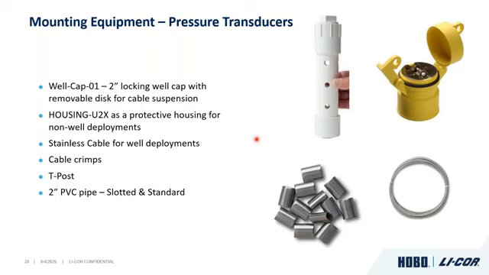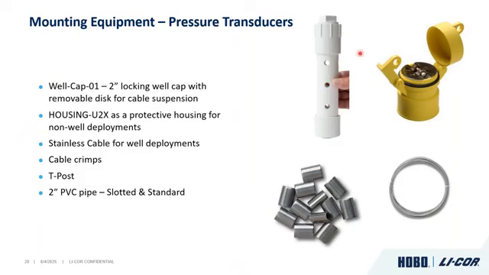So here's some equipment that you can use for deploying these pressure transducers. Number one is our locking well cap. This is one that we sell for 2-inch pipe. What's nice about this is, number one, it locks. Number two, it has a nice removable disc in there so that you don't drop anything in the well. I've seen that happen before, and going fishing is not great. So you have a nice removable disc right there that will not drop in, and you can suspend your cable right from that.